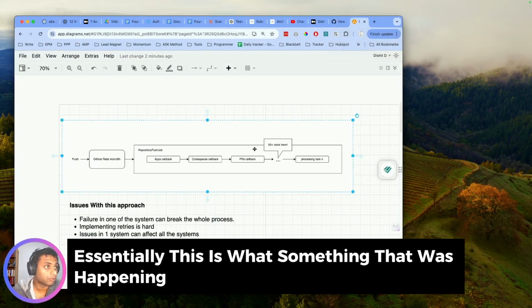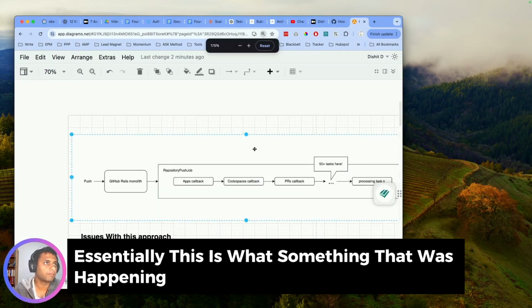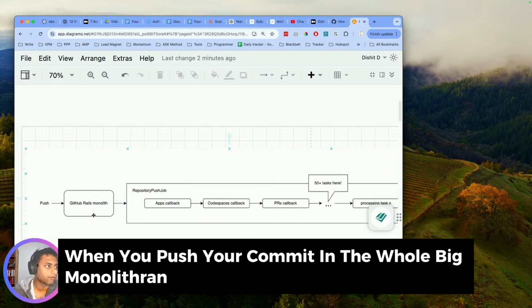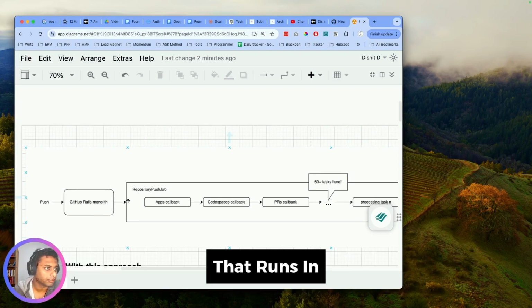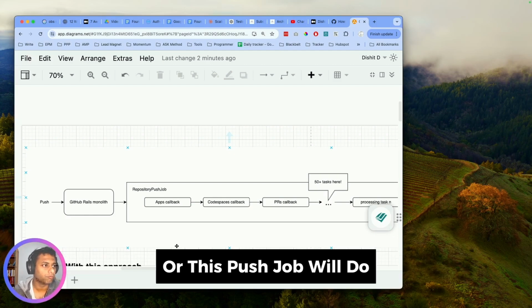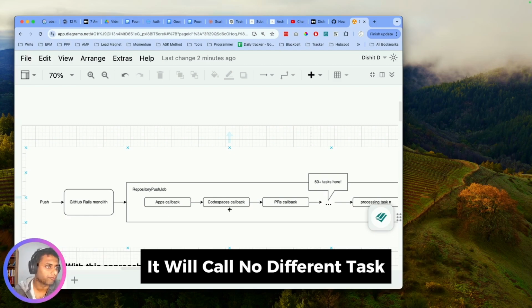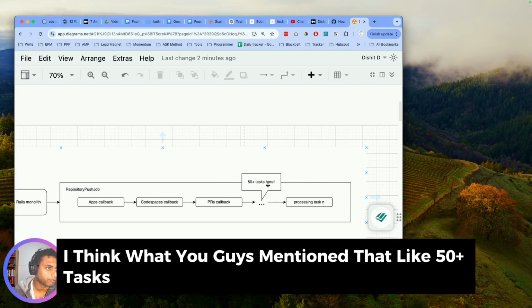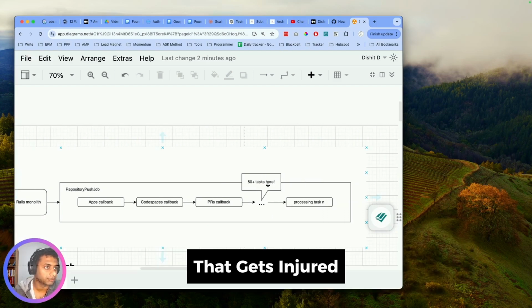But essentially, this is what was happening. Whenever you do a push, when you push your commit in, there's a whole big monolith that runs, and that will trigger a repository push job. This push job will call different tasks to do. It has got a lot of things to do. I think what is mentioned here is there are like 50 plus tasks that get executed.